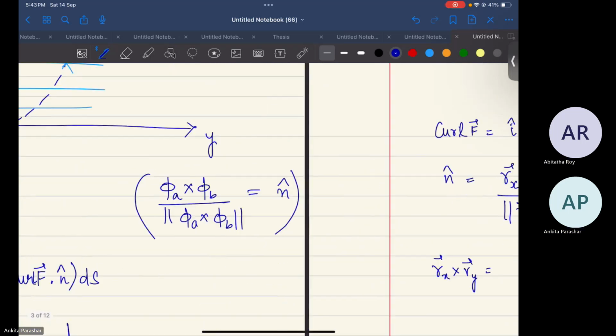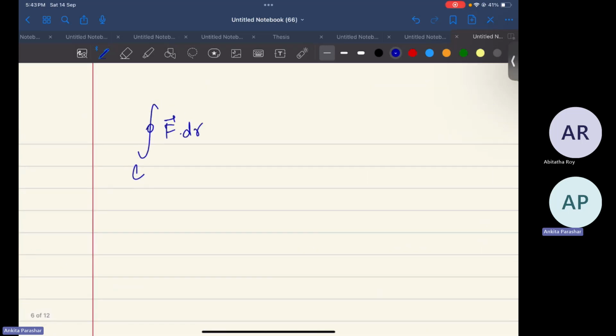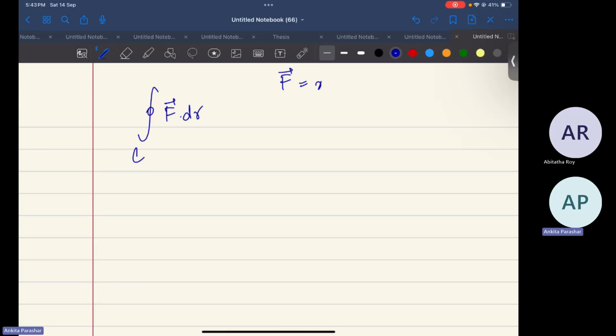I think it is a bit simpler in this case. If you remember, f is nothing but x i cap. Oh, I don't remember. I have to see.